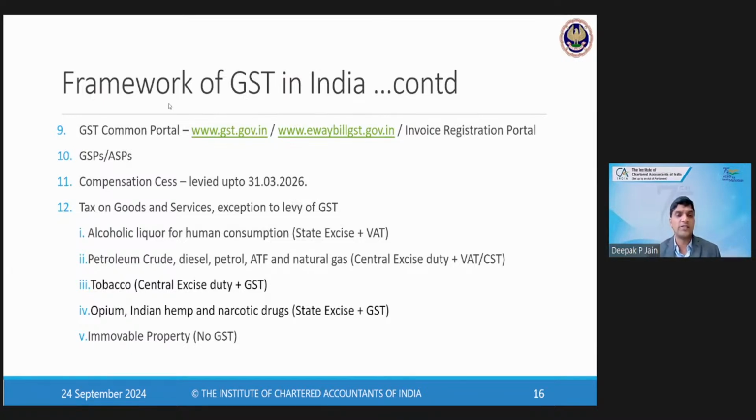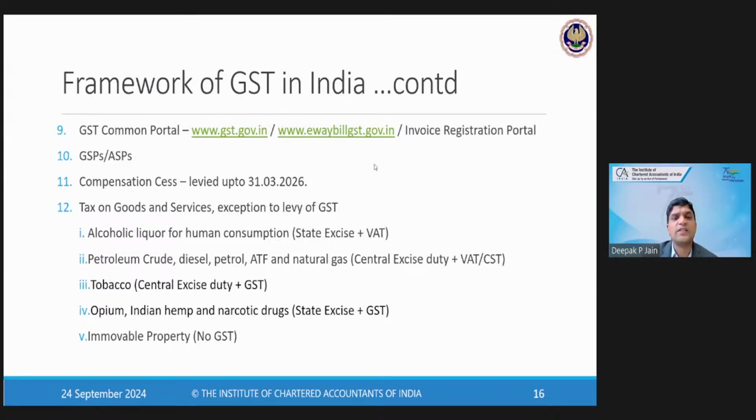It's like when the seller side uploads input, only then credit is known. Correct. Once the seller side uploads the details, only then credit will be known. There is something called a system of GSTR2B. We will understand that when we are doing input tax credit.